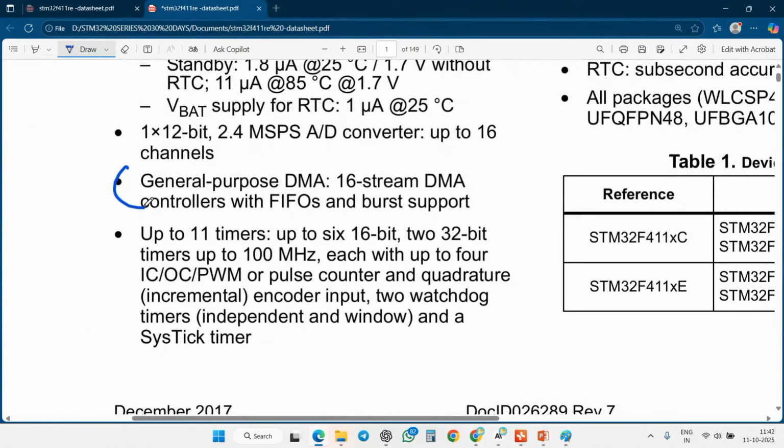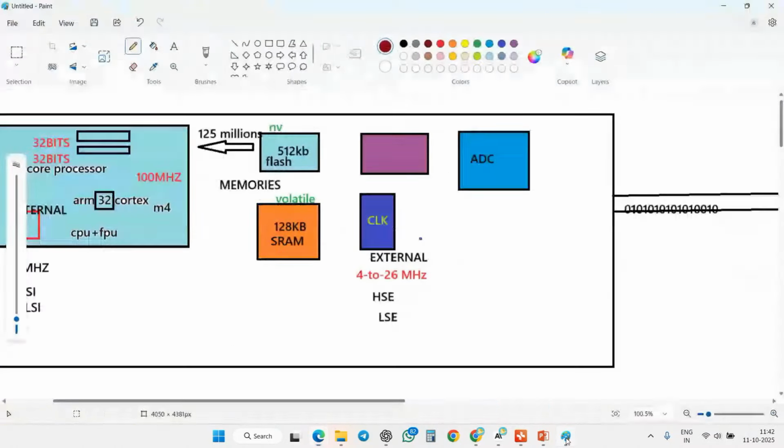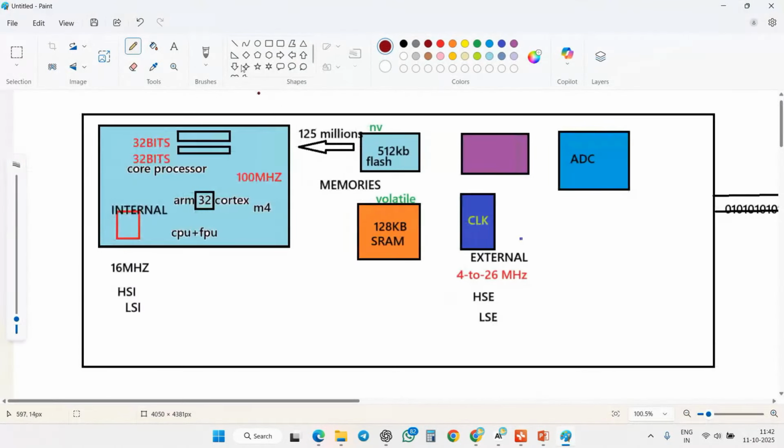So now the general purpose of DMA. The concept we are going to discuss is called DMA. The full form of DMA is direct memory access. So we are going to discuss DMA. What is the purpose of DMA?